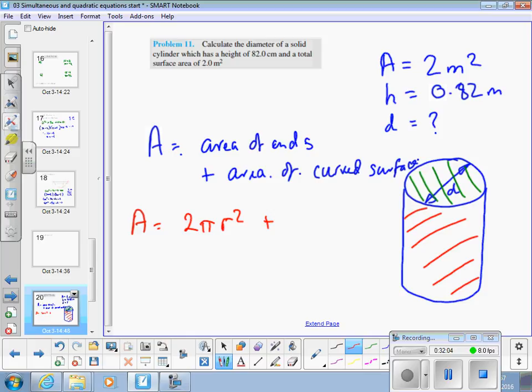What's an expression for the area of the curved surface? 2 pi r, that's the circumference. 2 pi times the radius is the circumference, and times it by the height. Yes, that's the expression for the area. So what we've got is 2 is equal to 2 pi r squared plus 2 pi r h.